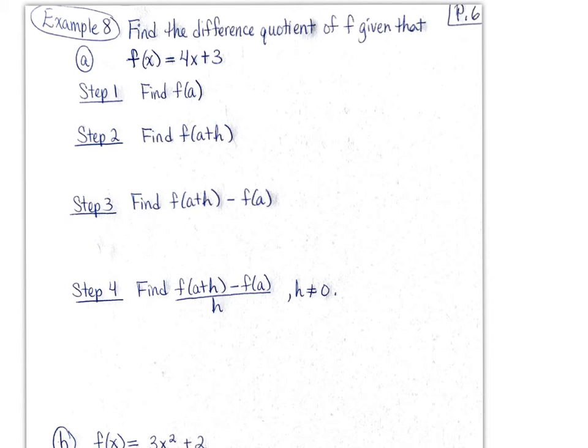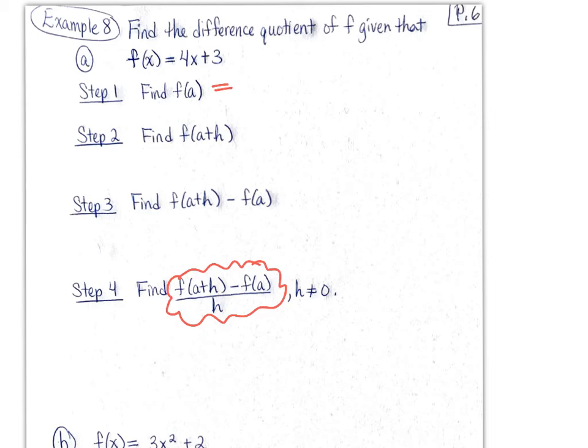We're going to find the difference quotient of f given that f of x is equal to 4x plus 3. Now, I've broken finding the difference quotient up into steps here. You don't have to. If you want to do it all at once, you can do that. This is just what I chose to do to present it to you. So, f of x is equal to 4x plus 3. We want to find the difference quotient. Remember, the difference quotient is given by this. So let's find f of a.